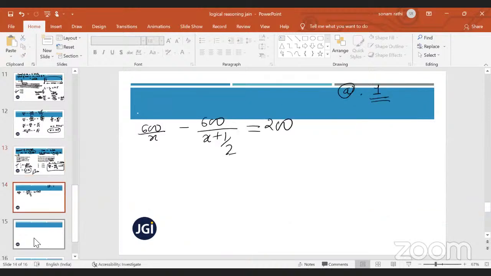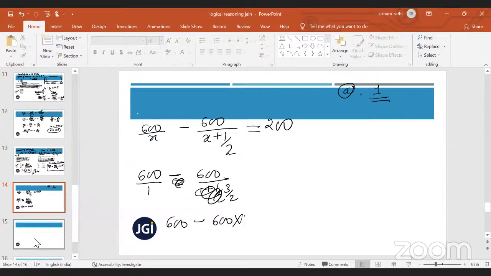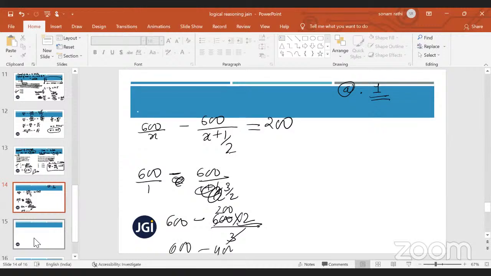So I will put 1. 600 upon 1 is 600, minus 600 upon 1 plus 1 by 2. 1 plus 1 by 2 is 3 by 2. 600 minus 600, this will go in numerator. It will become 2 by 3. So 600 minus 400 equals 200. Yes, LHS is equal to RHS. So which option is correct? First option is correct, because only by putting option A I am getting the correct answer.